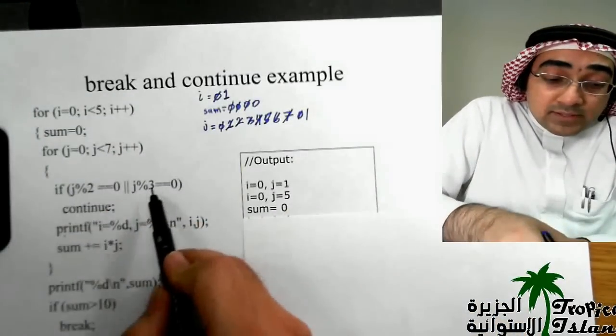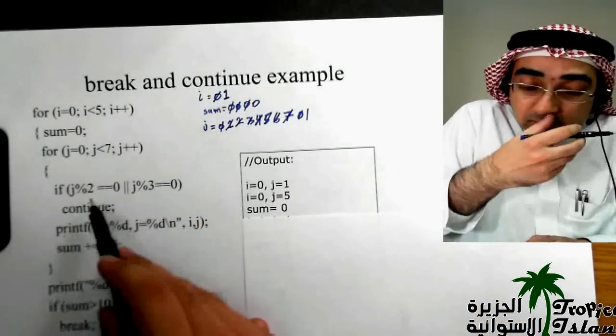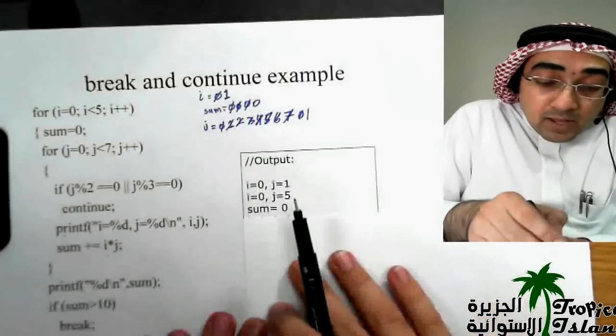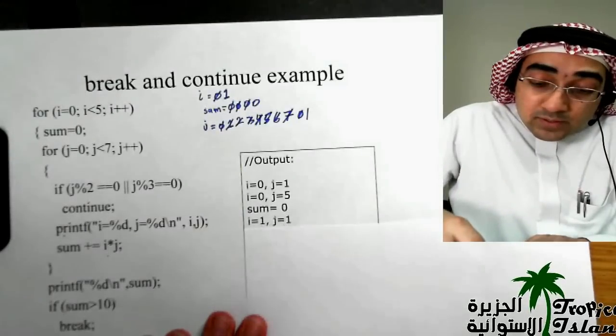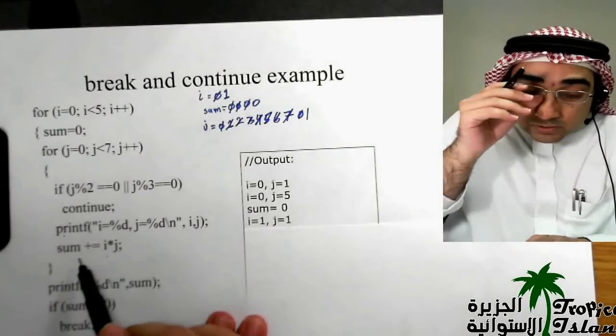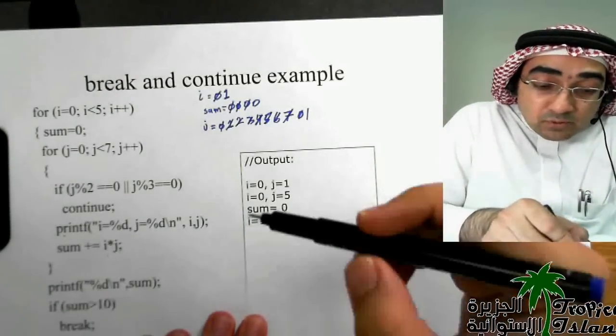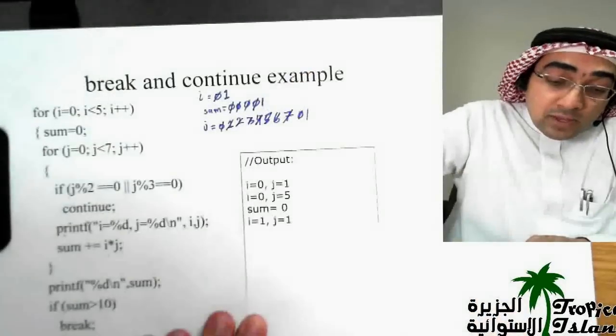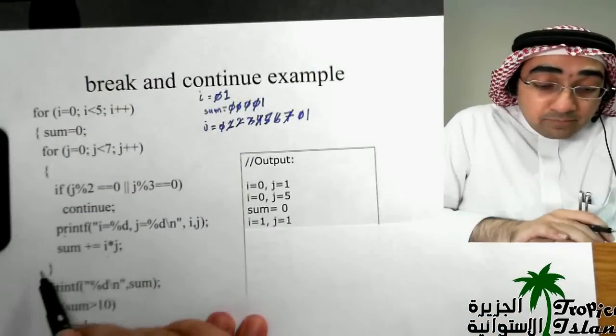Is 1 less than 7? Yes, I come over here. Is this condition true? No, both of these conditions are not true, so I jump over here and I print i is equal to 1, j is equal to 1, and this is what I print over here, i equal to 1, j equal to 1. Then the sum is equal to sum plus i multiplied by j, so you multiply i by j, that's 1, and you add it to the sum, so this becomes a 1. Okay, so the sum equals 1.